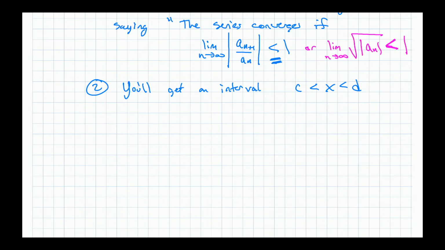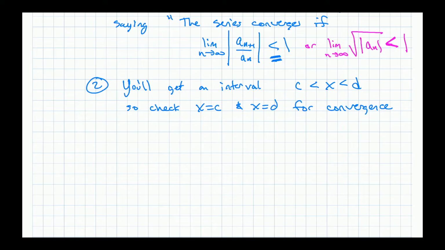So what you have to do is a second part. After you get this interval C to D, you have to actually check x equals C and x equals D for convergence, using what we just did for the previous example. So you check those for convergence by hand.